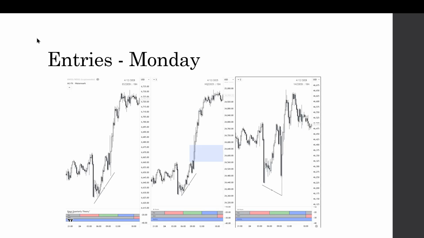So over here on Monday, we had the anticipated bias, of course, and then we had a daily cycle sequential SMT form, as you can see over here. But some of you may notice that this sequential SMT over here takes out the low, but it also does not close below the low. And if you did identify that, you'd be correct in identifying that, because it is supposed to close below the low.